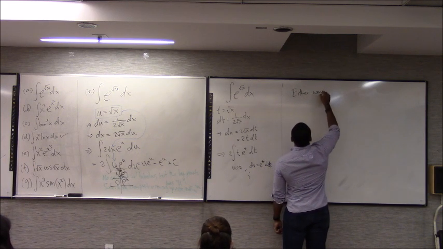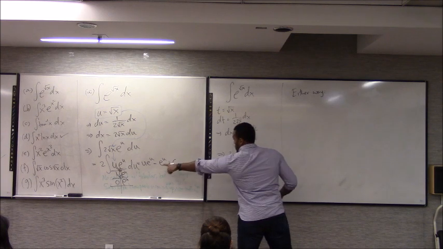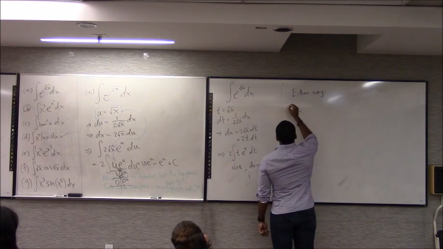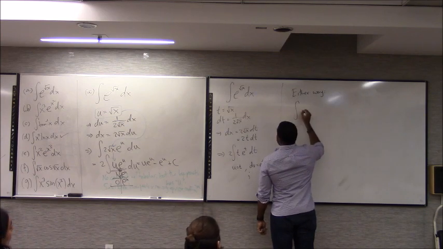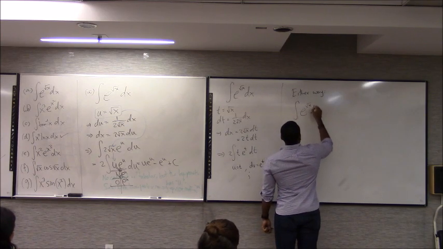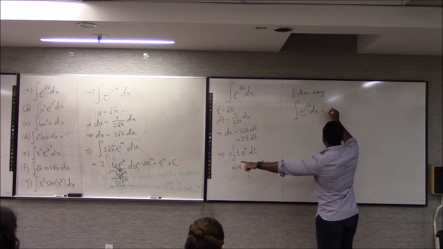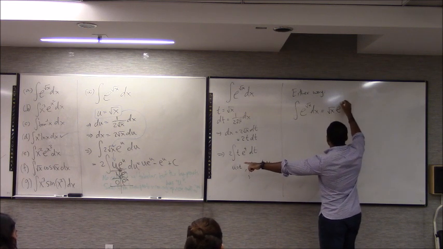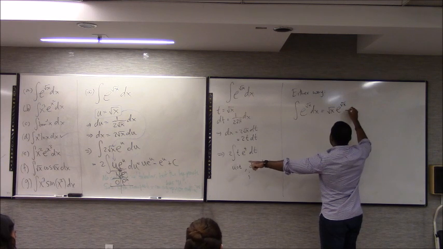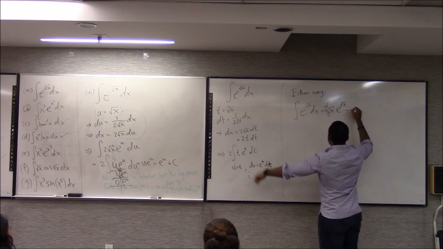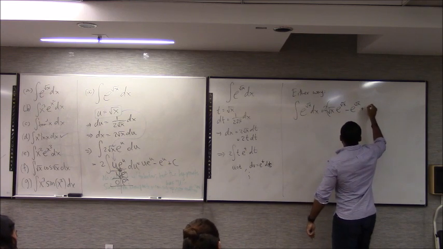Either way, we end up with, well, the u is the radical x. So we're going to end up with our integral is 2 radical x e to the radical x. You have to distribute the 2. Yeah, I forgot the 2. Minus 2 e to the radical x plus c.